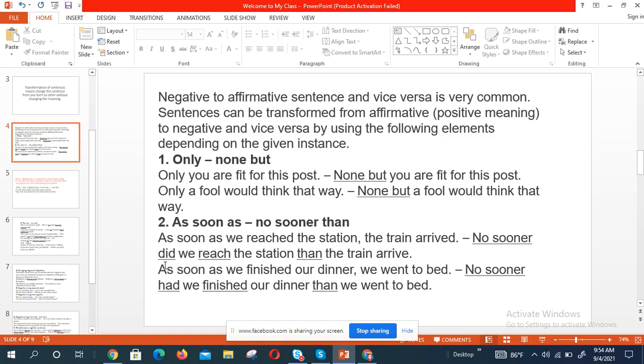In the next sentence, as soon as we finished our dinner, we went to bed. As soon as is the affirmative form, its negative form is no sooner. No sooner had we finished our dinner than we went to bed. No sooner than. You have to mind it.